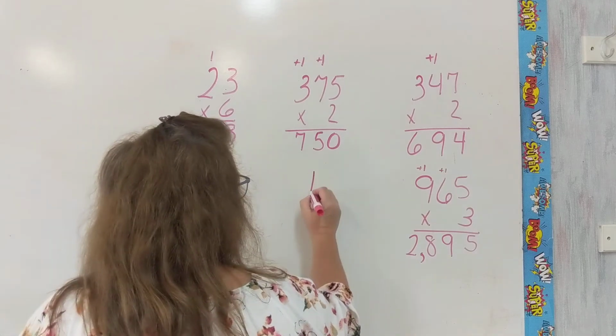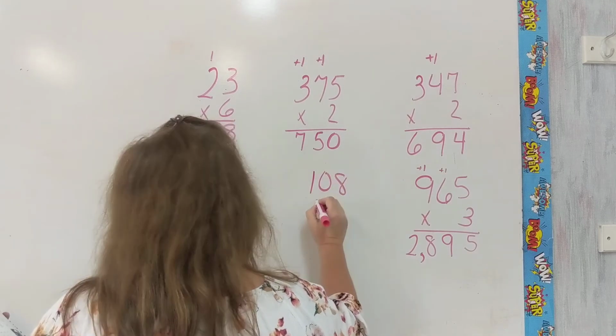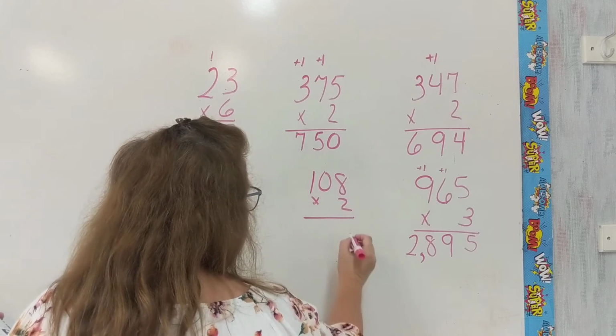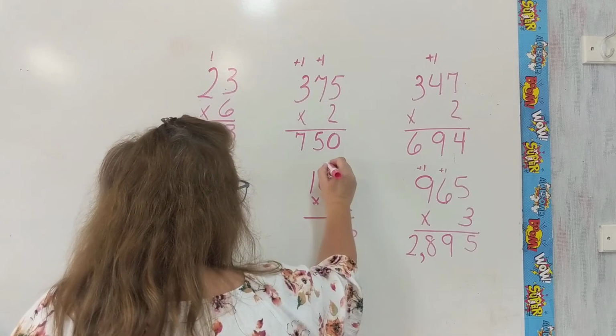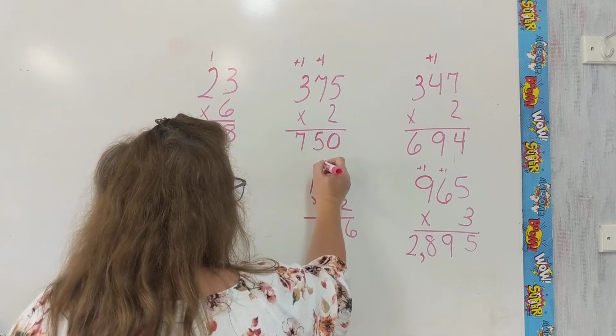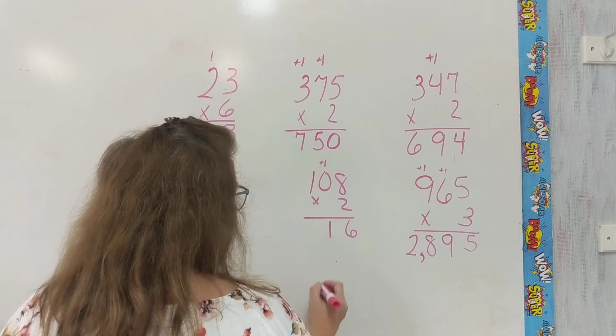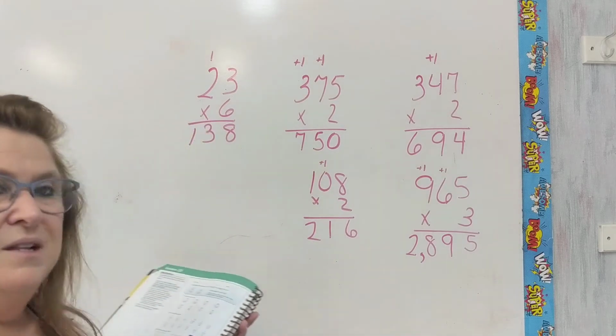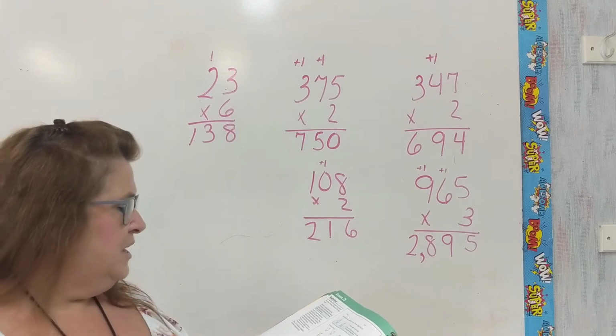Let's look at letter C. Letter C, we have 108 times 2. 8 times 2 is 16. We put 6 down, we have to carry a 1. 0 times 2 is 0, plus our 1 we carried is 1. And 1 times 2 is 2. So our product is 216.